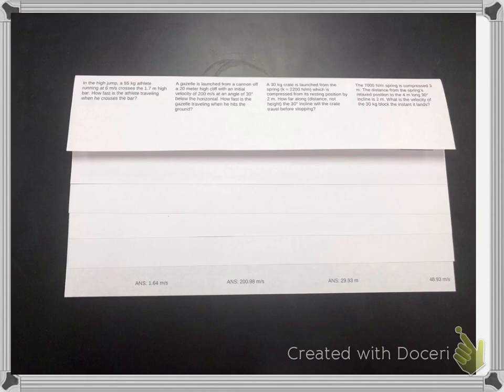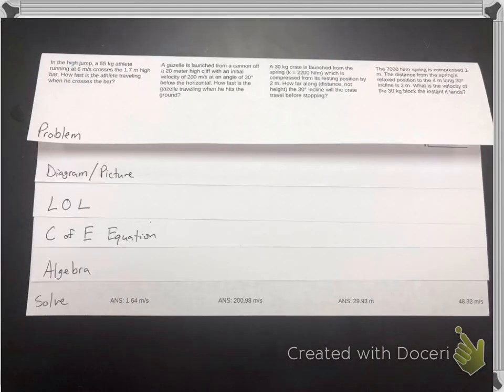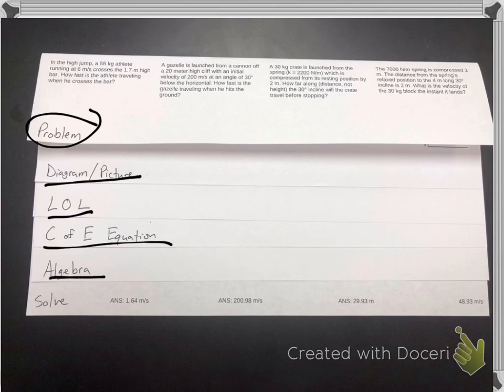Okay, each one of these tabs is going to be labeled something very specific. On the first one, you'll label it problem. The second one, you'll label it diagram or picture. The third one is LOL. The fourth one is conservation of energy. The fifth one is algebra. The sixth one is solve. So pause the video if you need to, or go back and watch a part again. I want to get to a point where everyone has the foldable done and labeled.